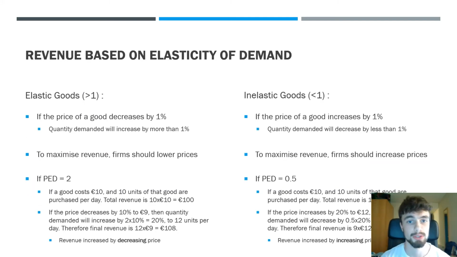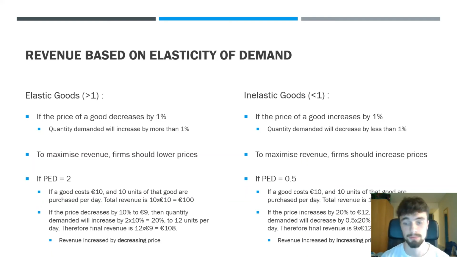So, revenue based on elasticity of demand. For elastic goods, if the price of a good increases by 1%, the quantity demanded will decrease by more than 1%. So to maximize revenue, firms should lower prices.